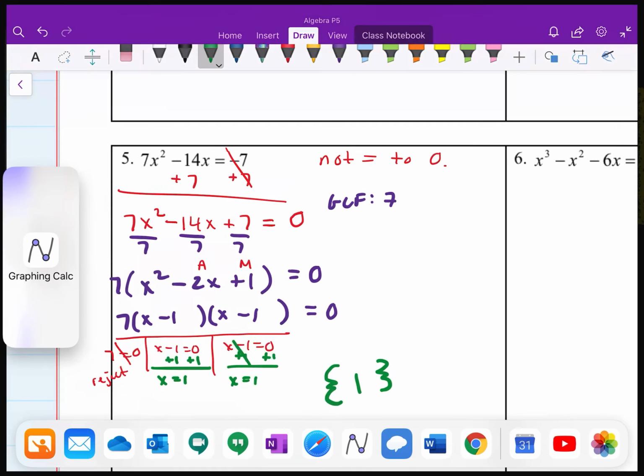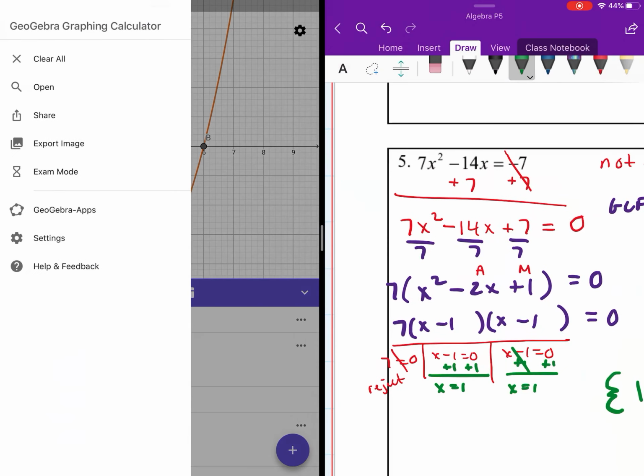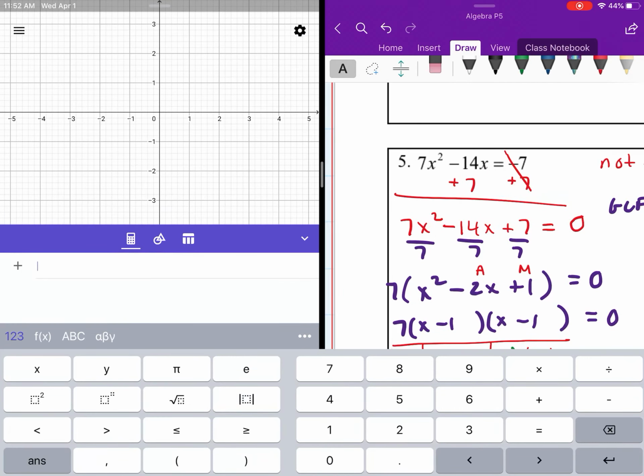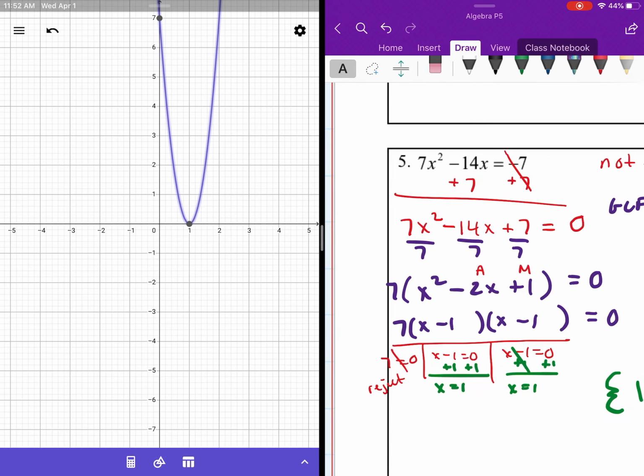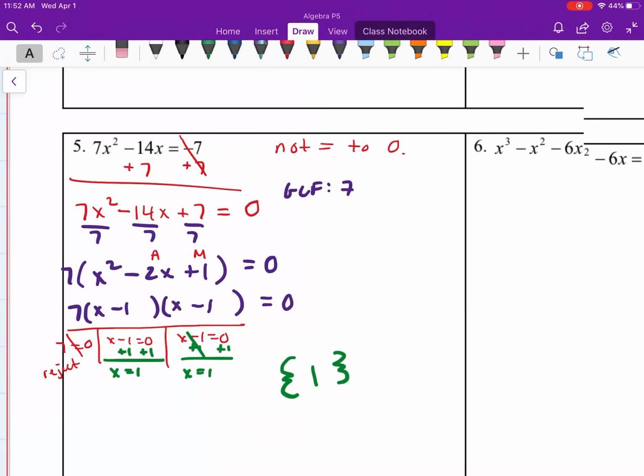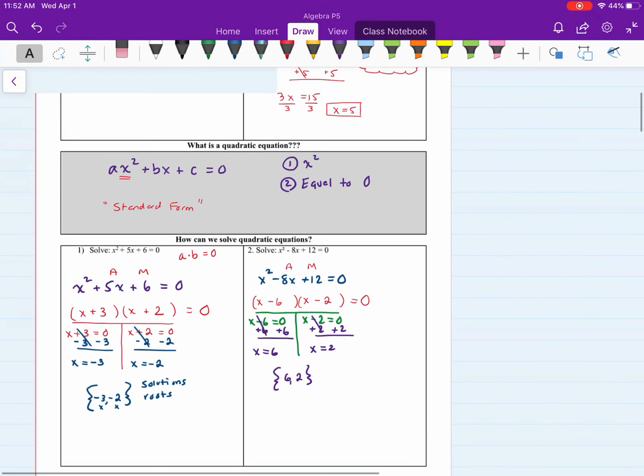And you can go ahead and you can graph that in GeoGebra if you want. And you can check and see that the solution is 1. Just type in the equation that you got after you made it equal to 0. So I got 7x squared minus 14x plus 7. Graph it. You'll notice it comes down here and it touches the x-axis in only one spot. Boom, right there. It's at 1, 0. So that means the answer is just 1. So that's how you solve a quadratic equation.